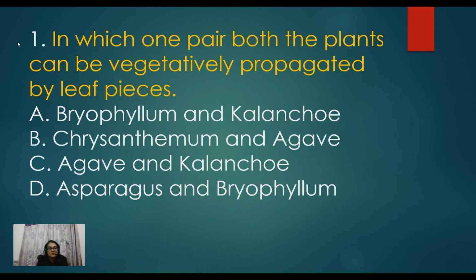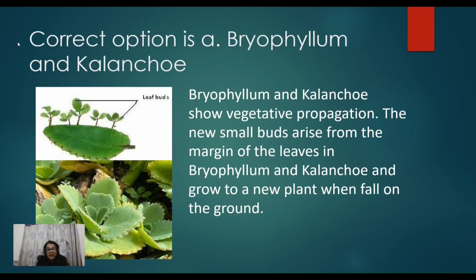So let's start. The first question says, in which one pair both the plants can be vegetatively propagated by leaf pieces: Bryophyllum and Kalanchoe, Chrysanthemum and Agave, Kalanchoe and Agave, or Asparagus and Bryophyllum? Let's see if you get it correct. The correct option is actually A, that is Bryophyllum and Kalanchoe. These both show vegetative propagation. You can see the picture provided here. The small buds arise from the margin of the leaves and they grow into a new plant when they fall on the ground.